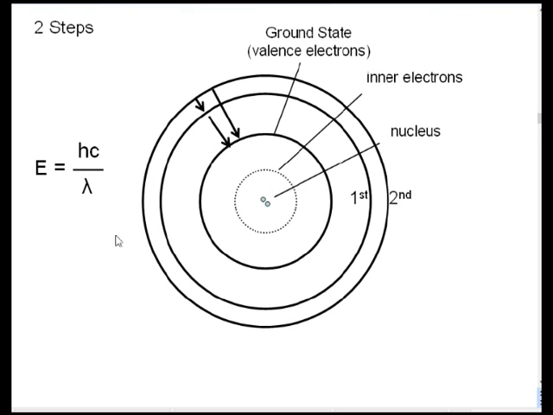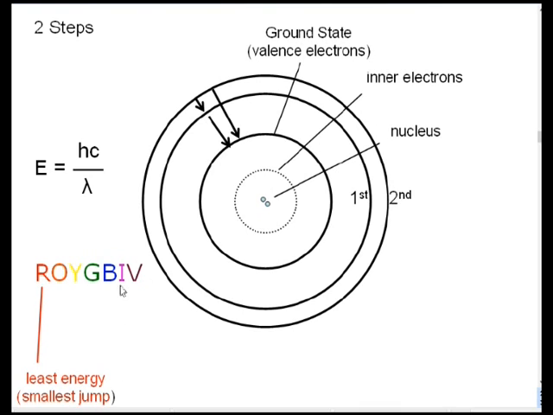So this is our energy formula. The energy and the wavelength are inversely proportional to each other. So the biggest energy jump is going to have the smallest wavelength. Looking at the colors of the rainbow, we know red has the longest wavelength. If we have a big wavelength, we're going to have the smallest energy. So red is going to represent the smallest energy jump. Violet has the shortest wavelength, and that means it's going to have the most energy. It's going to have the biggest jump.